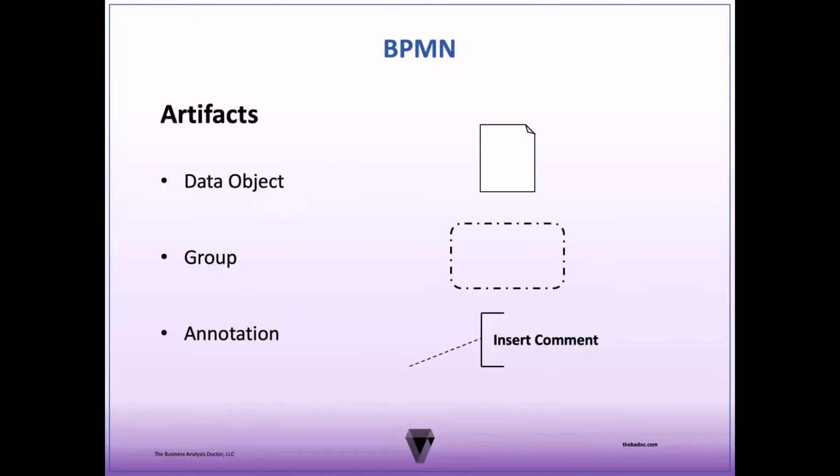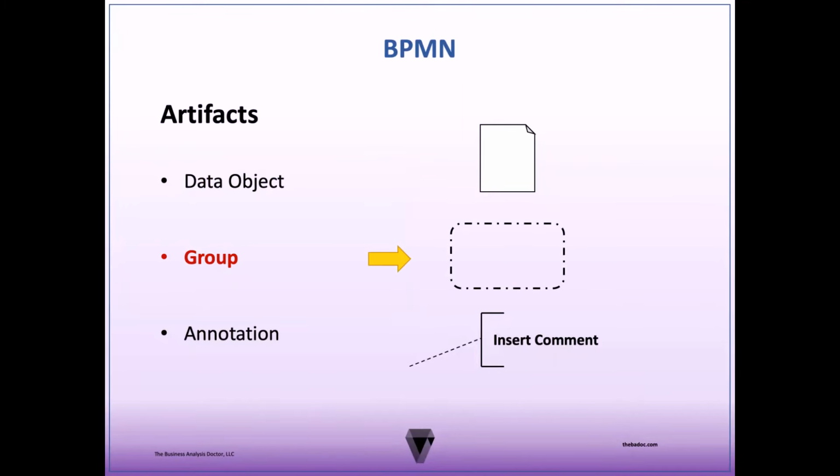Next up are our artifacts, which include data objects, groups, and annotations. Data objects represent items that store or convey information during a process. They can serve as inputs or outputs from an activity. They can represent a single object or collection of objects. Data objects are generally represented as a vertical rectangle with a folded top right corner, which represents a folded sheet of paper.